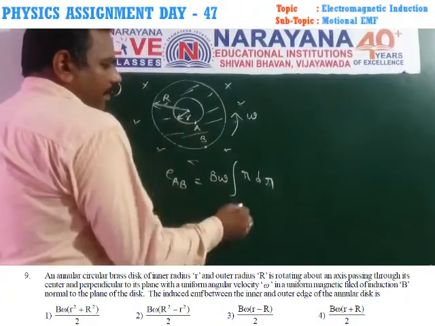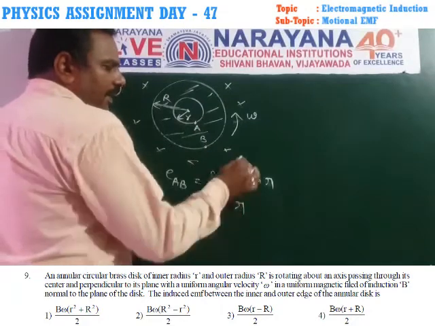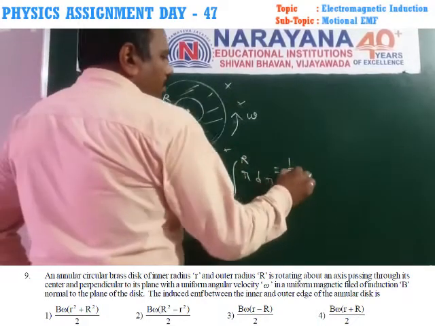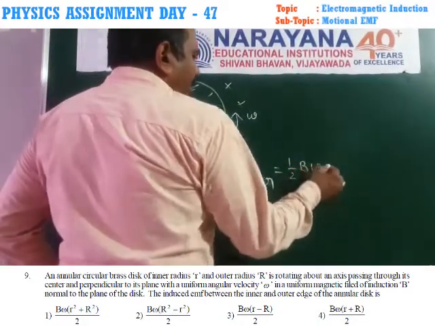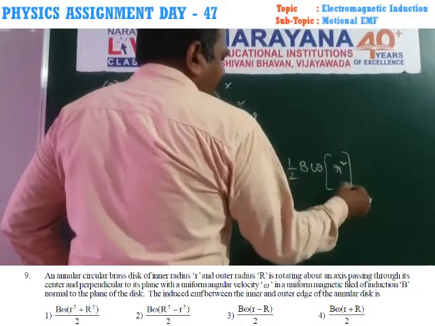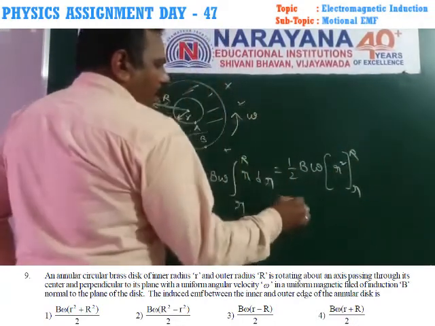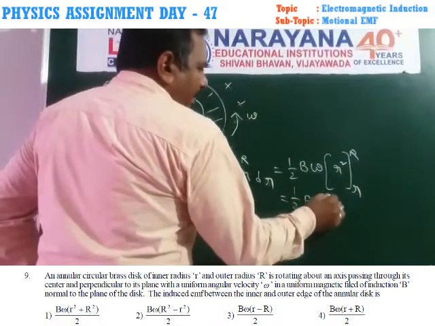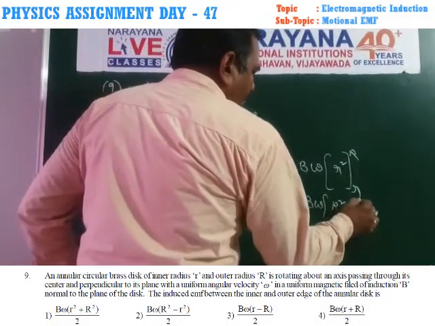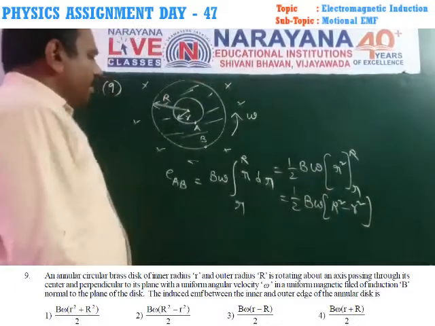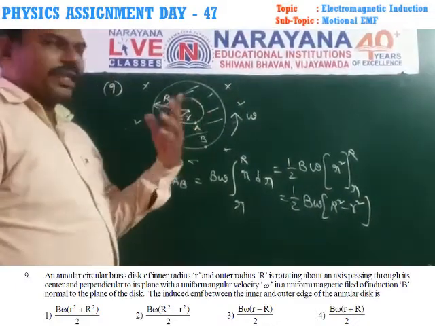Now the limits are taken from the inner radius to the outer radius, which is equal to half B omega into r square, from small r to capital R. So half B omega into capital R square minus small r square. This is the EMF across the inner to outer radius.